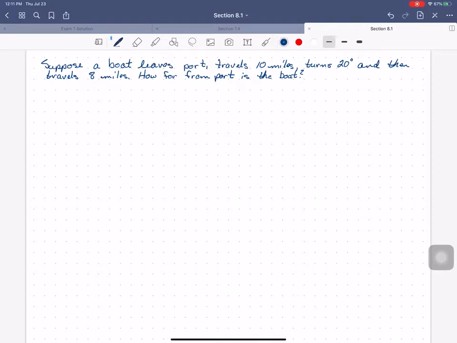And so the Coast Guard is trying to establish a search radius. Okay, so let's talk about this. My boat starts here at port, goes 10 miles in some direction, turns 20 degrees and goes 8 more miles. So 10 miles. Now we have to be a little careful here because this is my 20-degree angle. Turn to 8 miles. And what do I need? I need this distance, right?